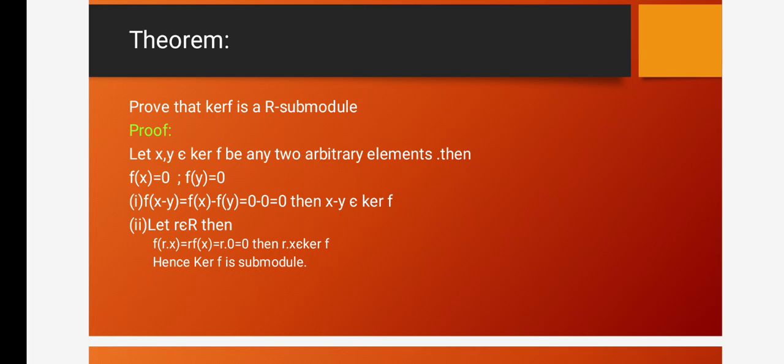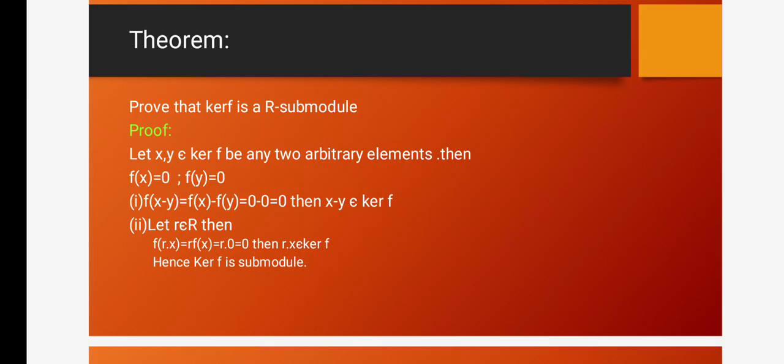Let's start. First, left hand side: f of x minus y equals f of x minus f of y, equals, because the image of any element belonging to kernel f becomes 0, that's why f of x is 0 minus f of y is 0. Then it implies f of x minus y becomes 0. The image of x minus y is also 0.